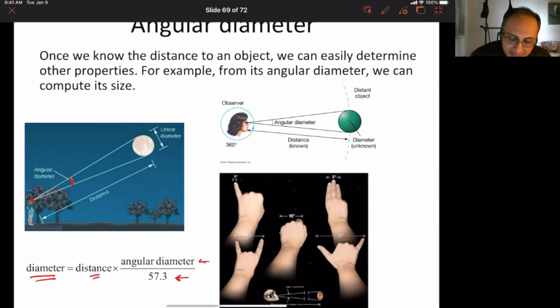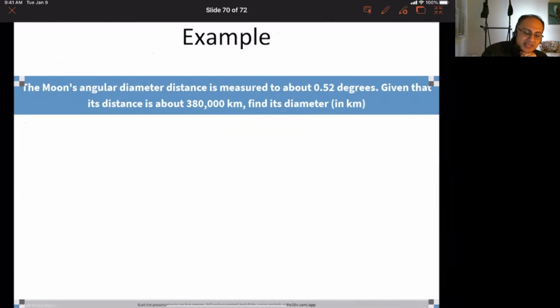So let's look at an example of this. The angular diameter is sometimes also called the angular diameter distance, but I'll just skip that. So the moon's angular diameter is 0.52 degrees. Given that its distance is about 380,000 kilometers, find the actual diameter of the moon, right? This is an example of a question that you might see on tests and quizzes. So basically what's it saying? This is the observer, this is the moon.